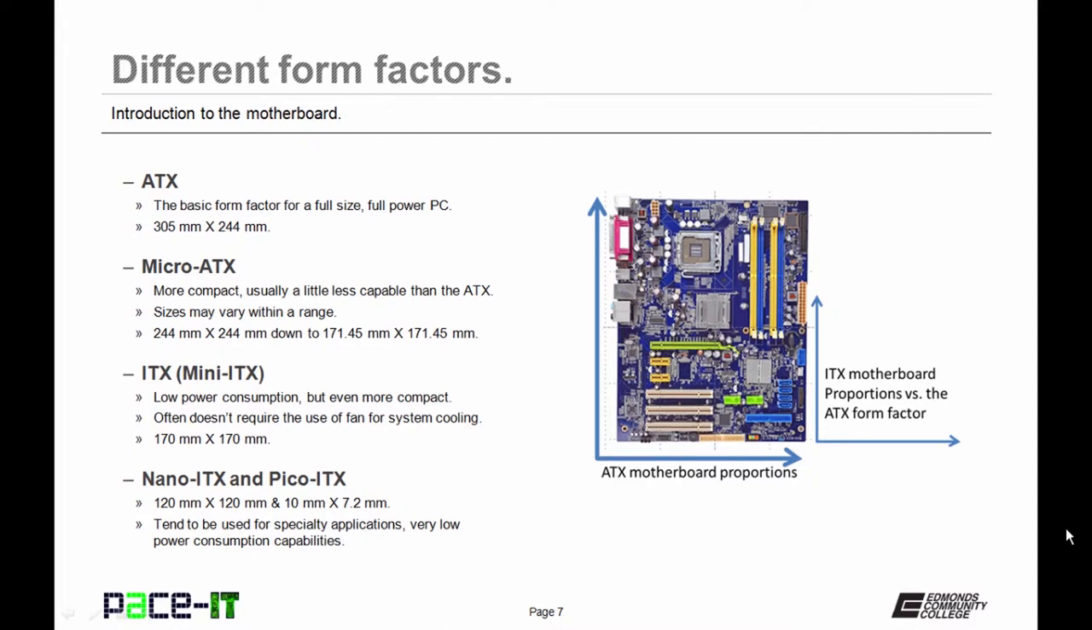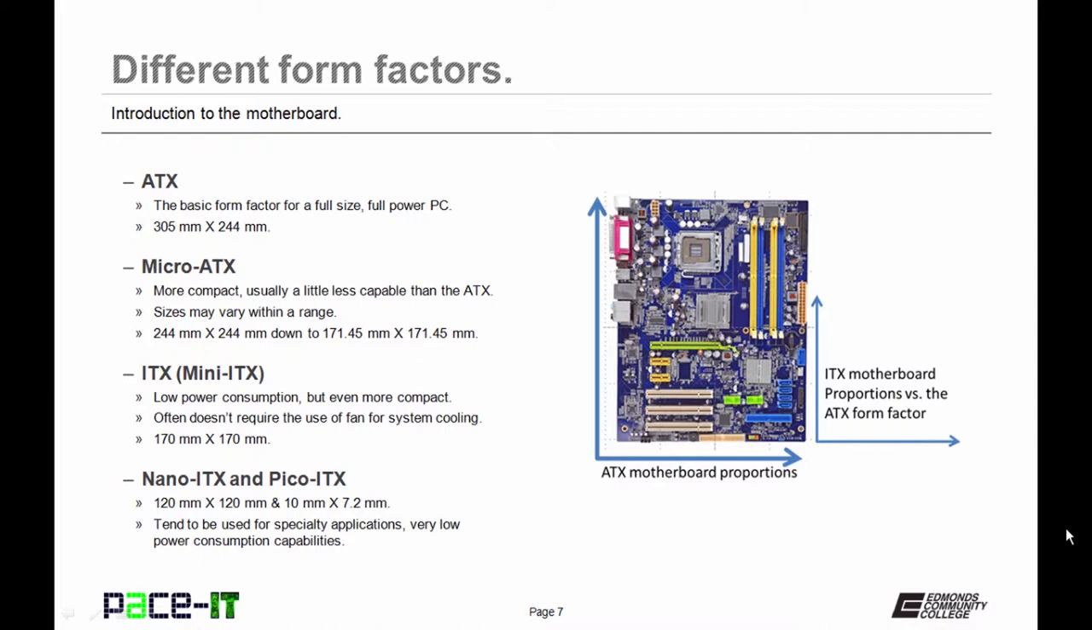Now, the form factor of a motherboard is basically its size, and there are just a couple of main categories. There is the ATX. That is the basic form factor for a full-size, full-power PC. And the ATX size is 305 millimeters by 244. There's also the micro ATX. It's more compact in size, and it usually has a little less capabilities than the ATX.